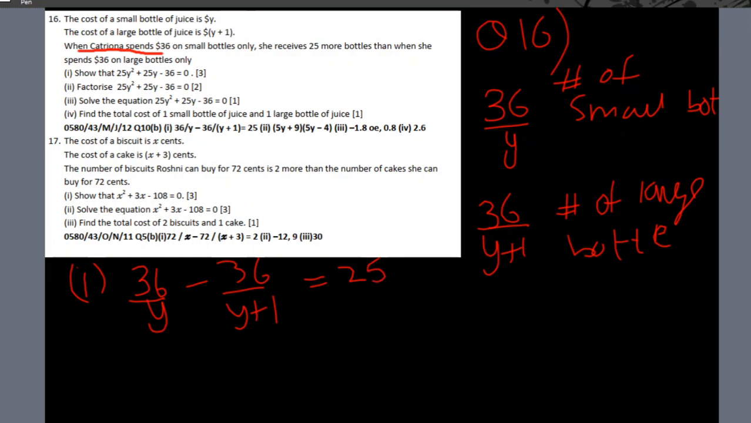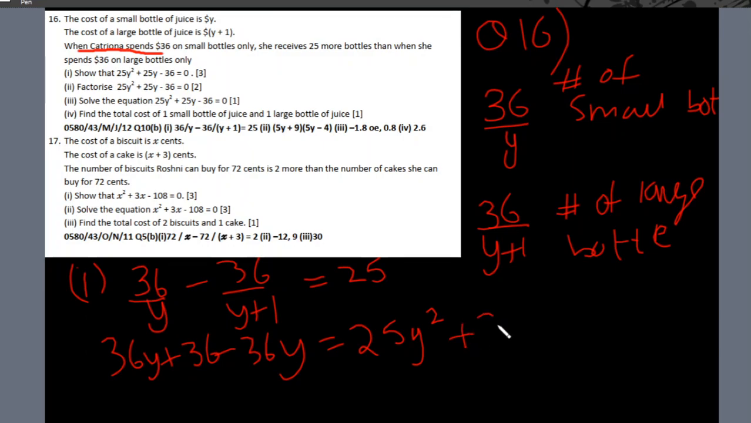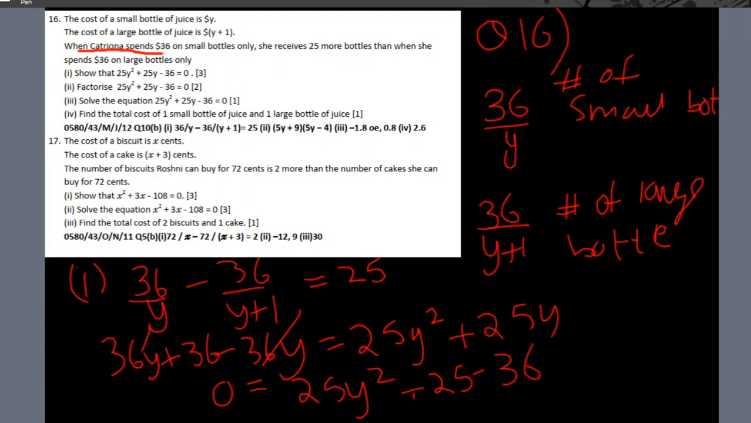Let's take LCM and solve this. 36y plus 36 minus 36y equals, I'm directly taking this to the other side, 25y squared plus 25y. This gets cancelled, we get 0 equals 25y squared plus 25y minus 36. We've shown the desired equation.